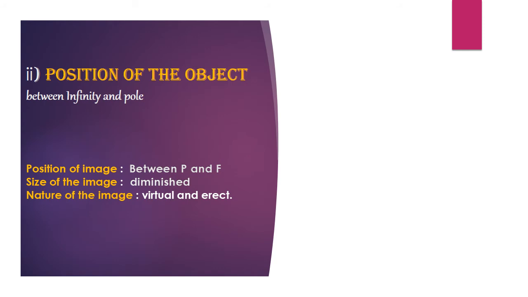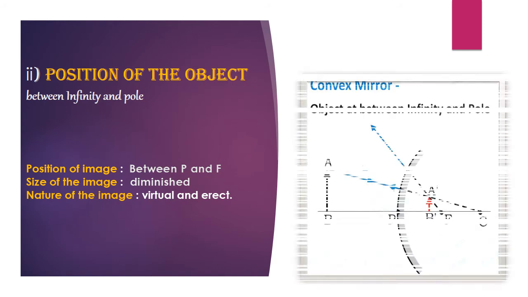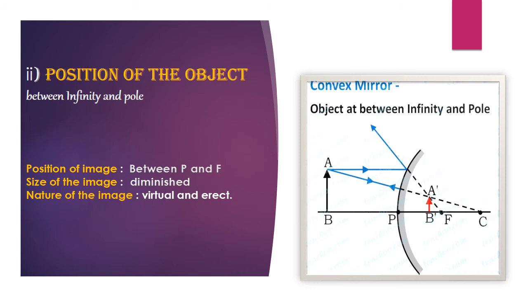When the object is kept anywhere between infinity and pole in a convex mirror, what is the position of the image? The image is between pole and focus, that is between P and F. Size of the image: it is diminished, small in size compared to the object, and the nature of the image is virtual and erect.